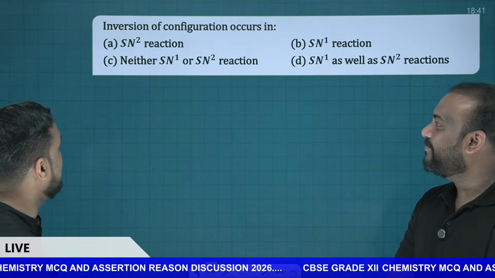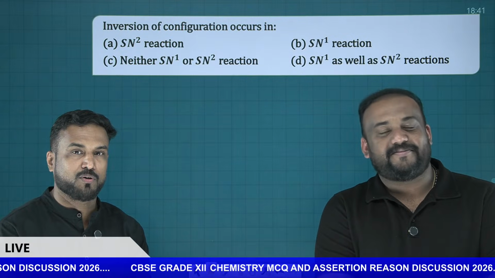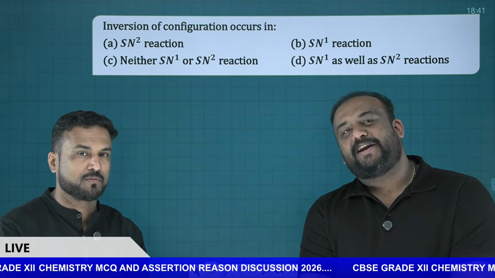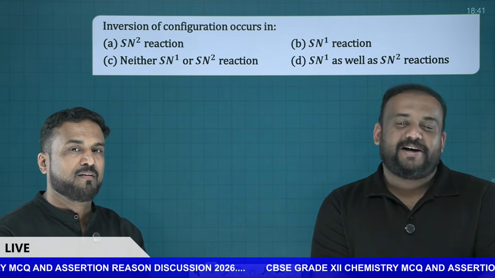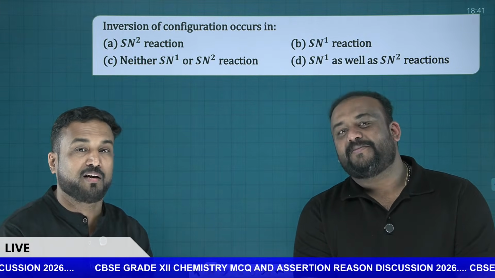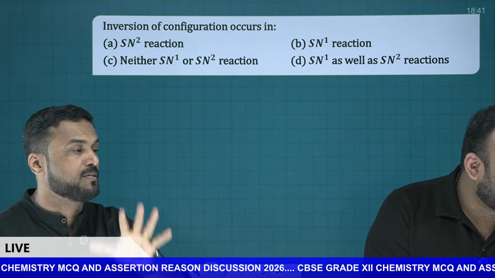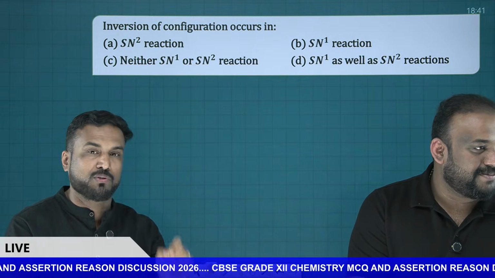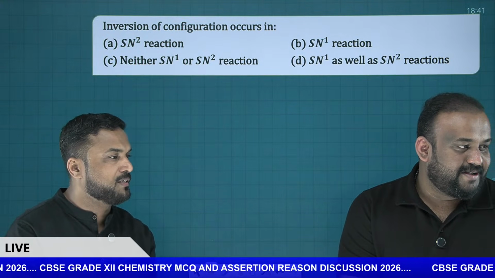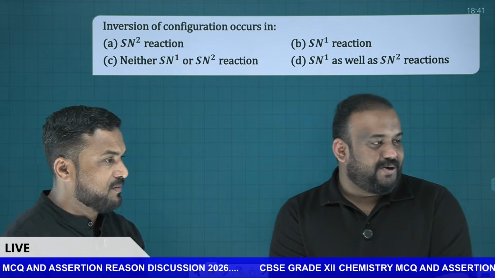So we will go to the next question. Another important question: inversion of configuration occurs in. These SN1 and SN2 based questions are sure to come, either in assertion reason, or justify the following, or in a 2-mark section. They may give the compound and ask which of the following will undergo SN1 faster and SN2 faster. So all data related to SN1 and SN2, the differences, you should learn. What is the order? Carbocation stability for SN1, steric effect for SN2, and everything related to SN1 and SN2 you should learn. It's a confirmed part. Don't get confused.